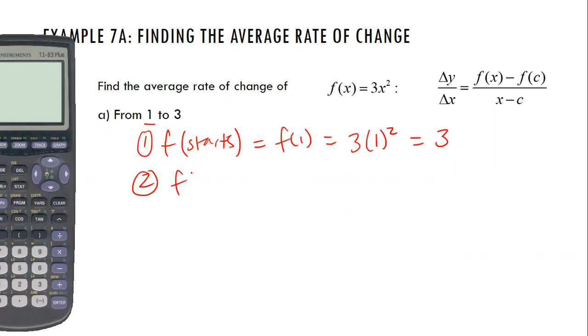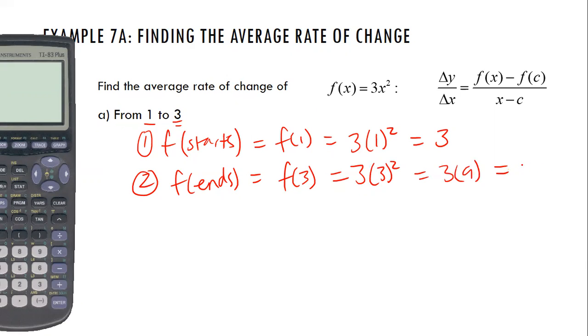Step 2, you're going to find f of where it ends. Where does it end? 3. So now we're doing f of 3, which equals 3 times 3 squared, which is 3 times 9, which equals 27. Questions about step 1 and step 2? Still with me? Yes. All right.